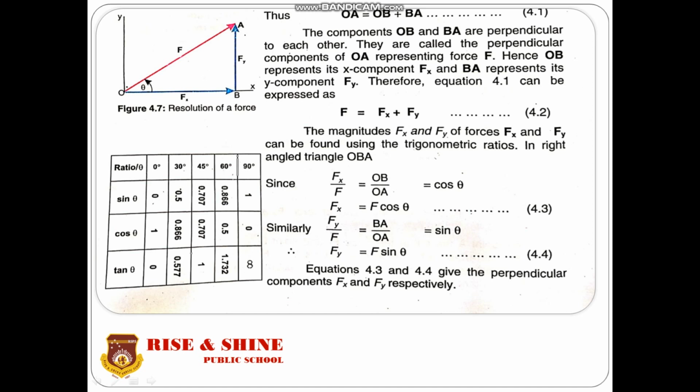Now we use sin theta. Sin theta is equal to perpendicular, which is Fy, divided by hypotenuse, which is F. That's why Fy divided by F is equal to sin theta, and we get an equation to find the vertical component of a force, which is equation 4.4.